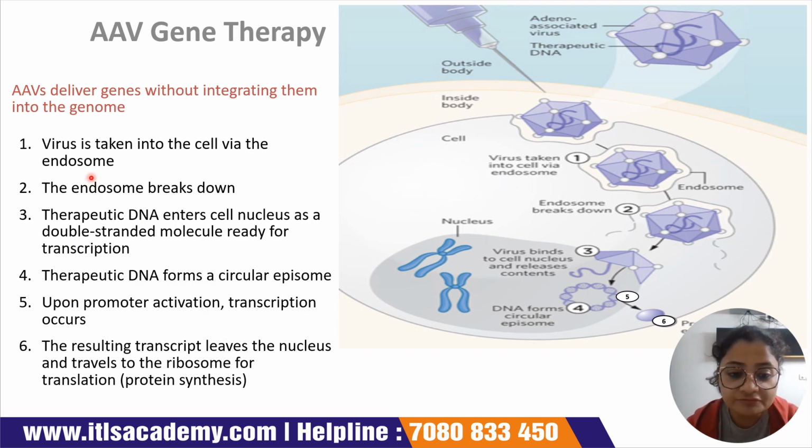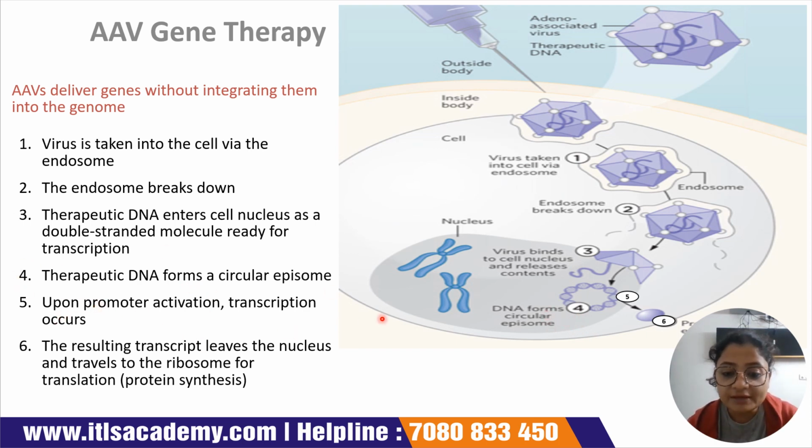Let's see, in the first step, as you can see in the diagram, the virus is taken into the cell via the endosome. The second step is the endosome breaking down, as I explained. You can see also over here that the endosome is getting broken down. Third step, the therapeutic DNA enters the cell nucleus as a double-stranded molecule ready for transcription. So it is already ready for transcribing, and then for translation to get the ultimate protein product. Then step number 4, the therapeutic DNA will form a circular episome.